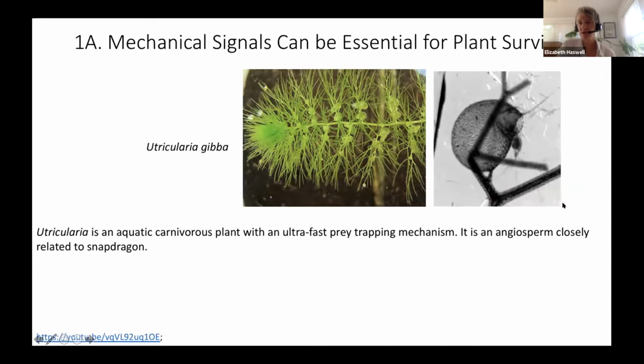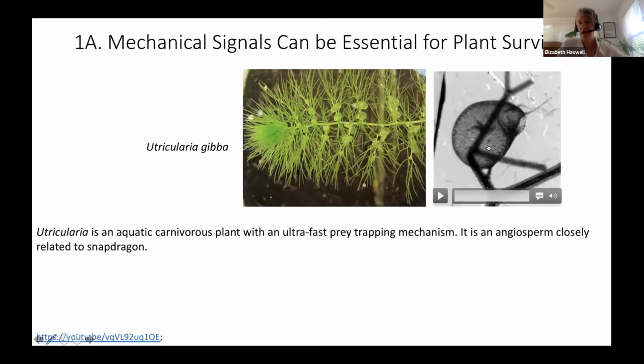So there are trigger hairs on the surface of the trap door that sense the presence of the zooplankton and aspirate it in. They're actually under suction, sort of as if you had sucked all the water out of a bladder, and then when the trap door opens, it sucks water in as the bladder opens. So these are really cool plants.